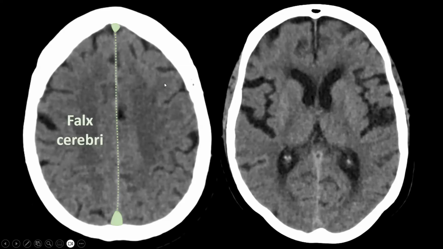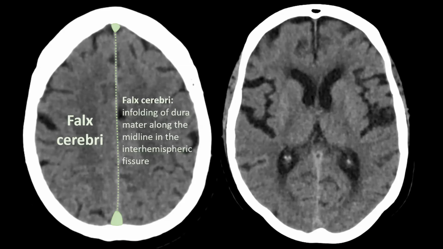This is the falx cerebri, and the falx cerebri is, as already said, an infolding of the dura mater along the midline in the interhemispheric or longitudinal fissure. We can also see it on these images a couple of slices lower, and notice these somewhat triangular structures located in front and at the back of the falx. These contain the superior sagittal sinus, which is surrounded by dura and located inside these dural layers.